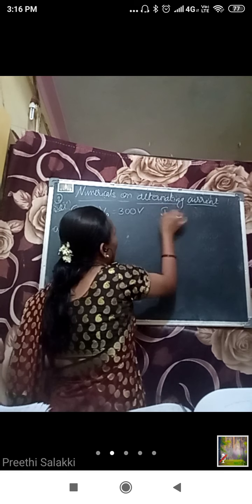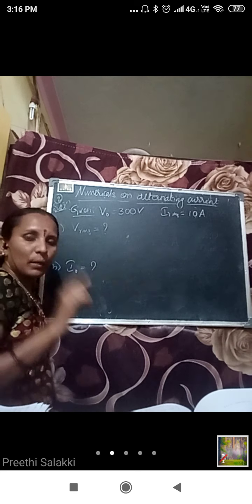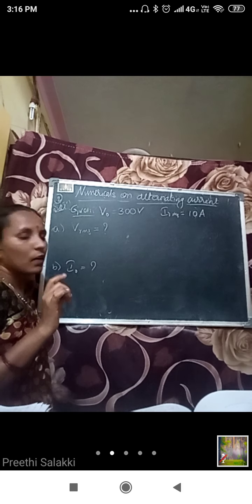Okay, the next bit, second bit. The RMS value of current in an AC circuit is given. You need to find out the peak value. IRMS value is given, that is around 10 ampere. And the B bit asks you to calculate I0. What is the formula relating your peak and average values? Not average, peak and RMS values.